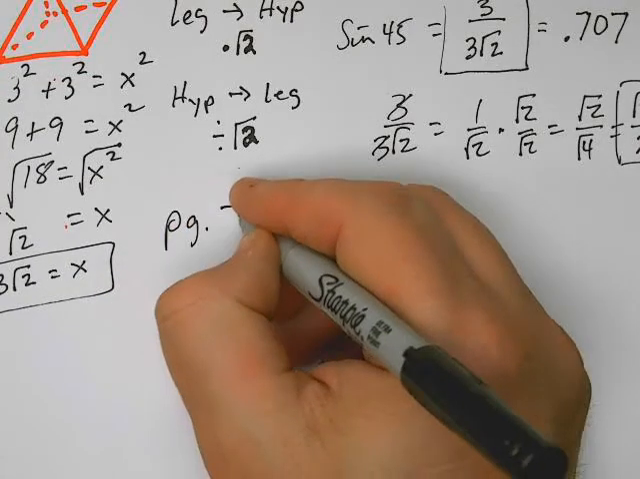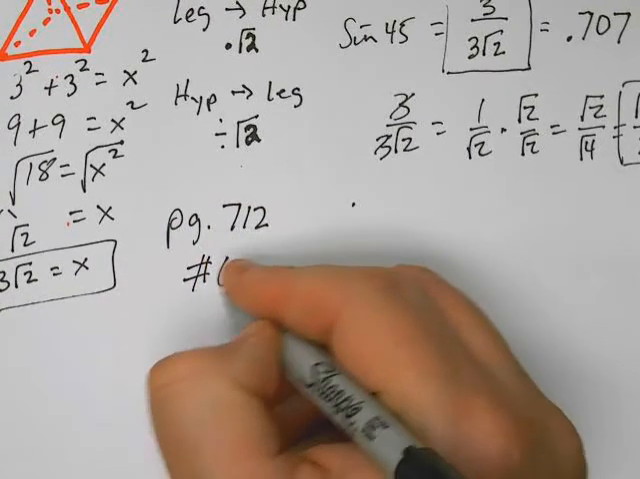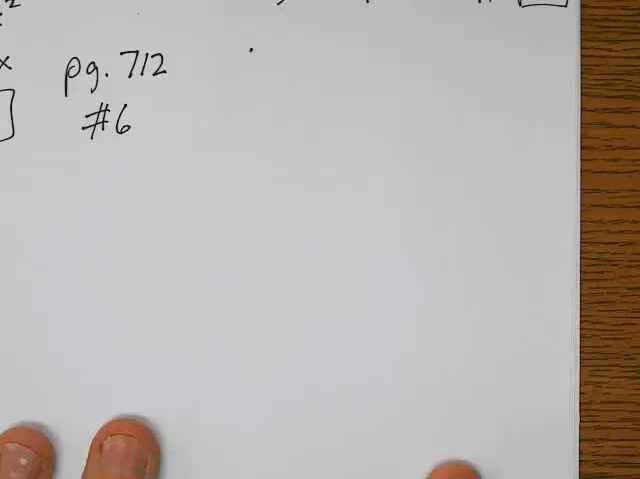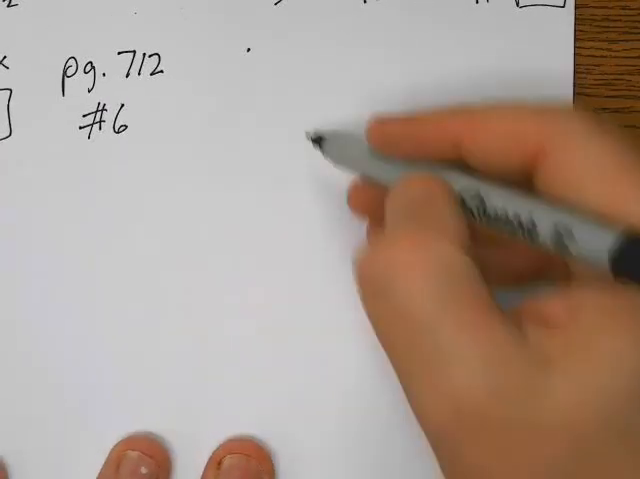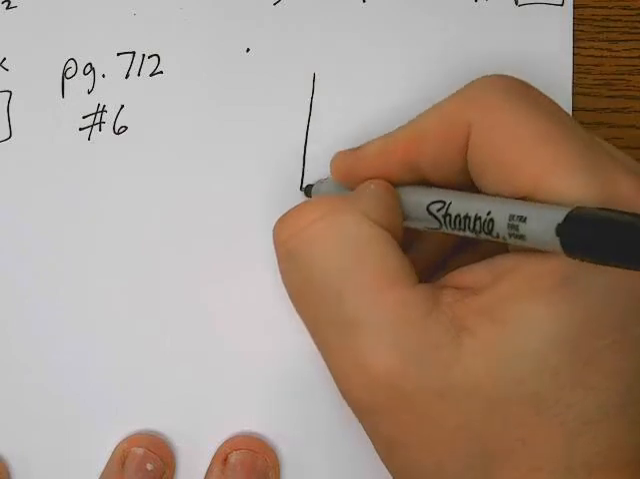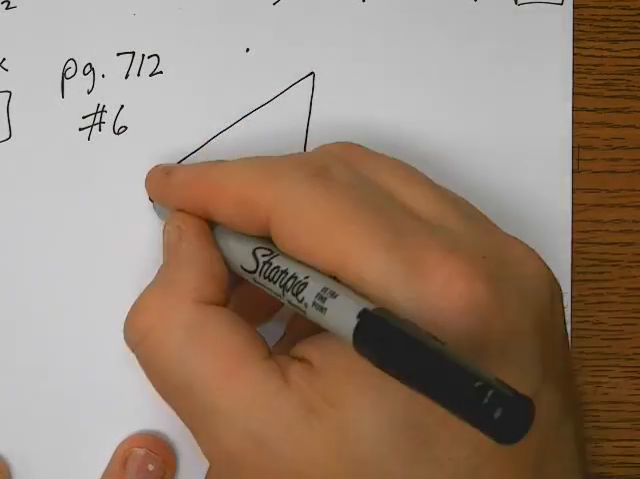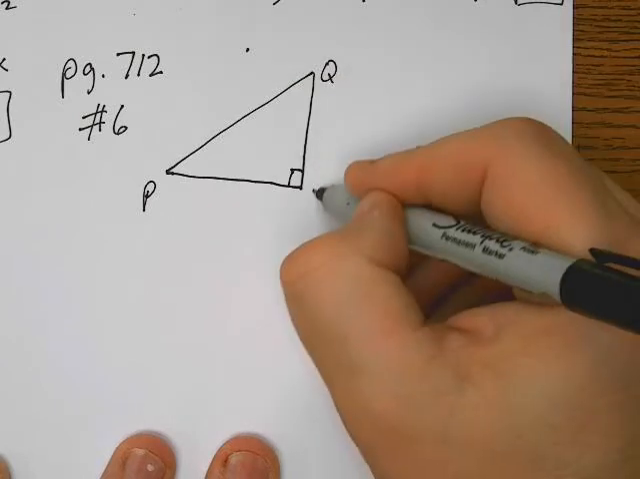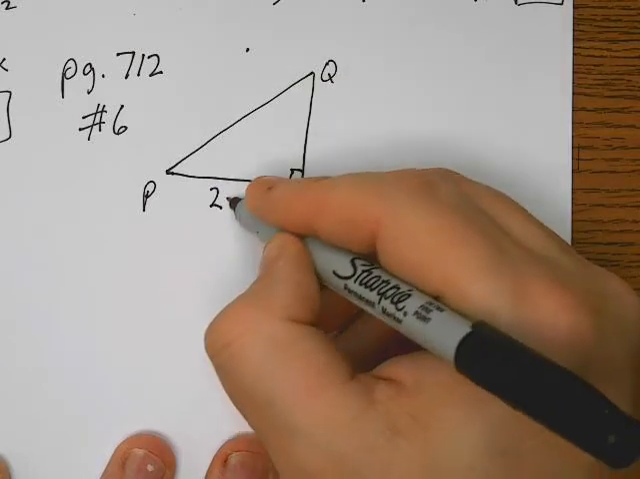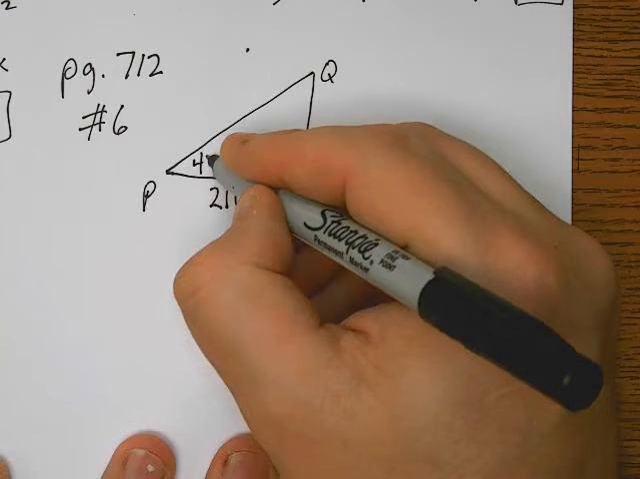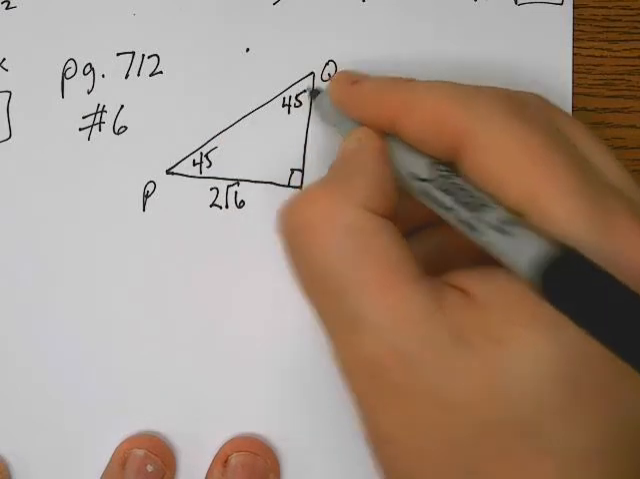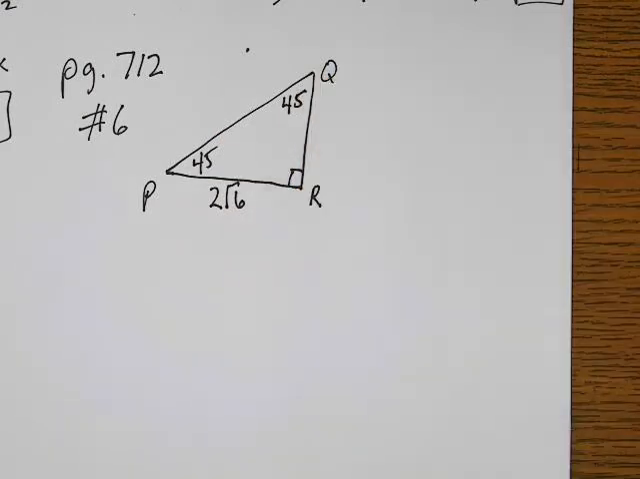All right, turn to page 712 in your book, number 6, and see if you can solve for the two lengths. Page 712, number 6, see if you can solve for the two lengths.